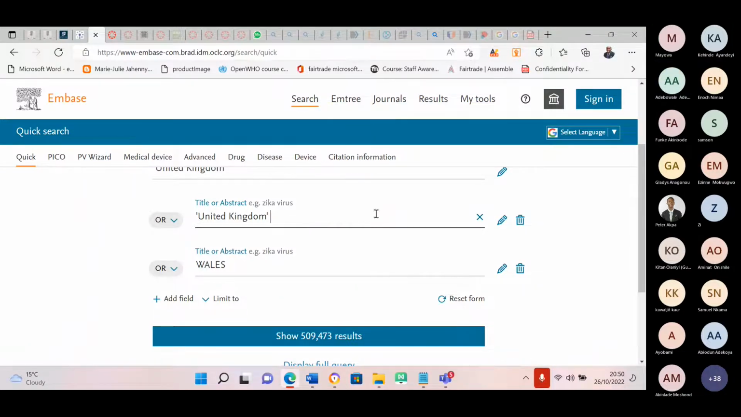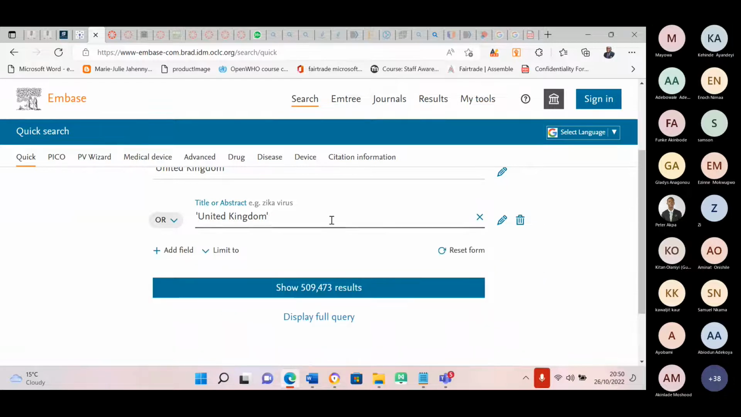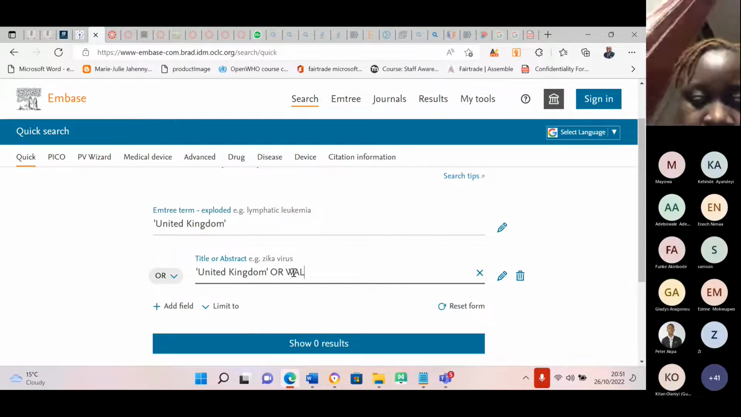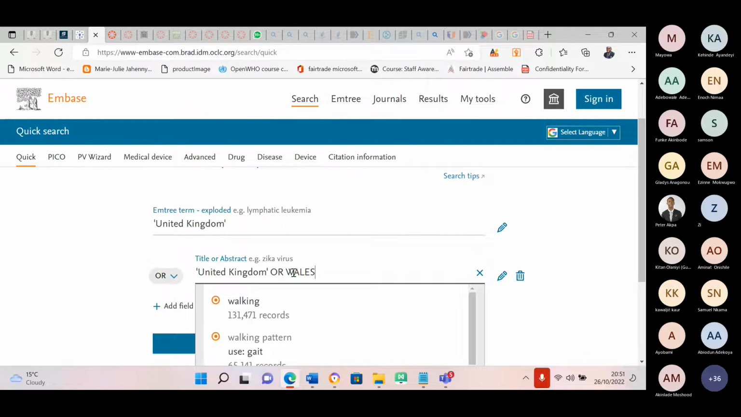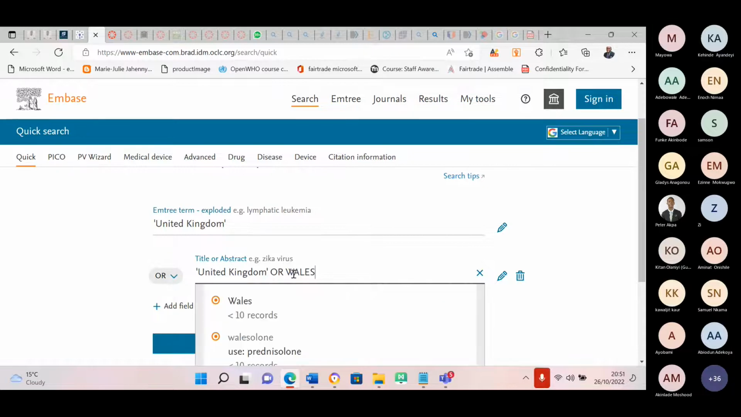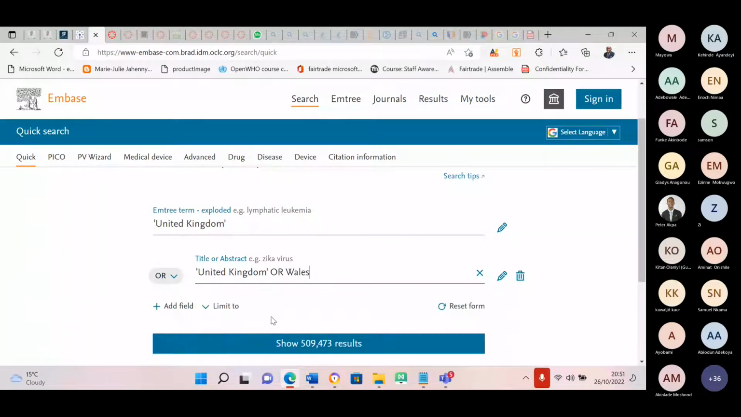All right. So I'm looking at location. I've got United Kingdom here, but then I want it in title or abstract. So what are the states in the UK? I have United Kingdom or Wales, right? Or Wales. Wales is here. Okay, then or Northern Ireland.